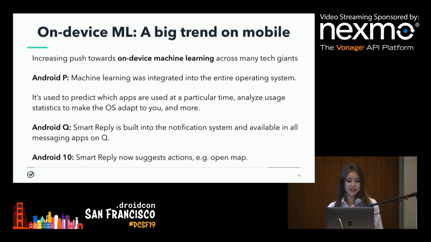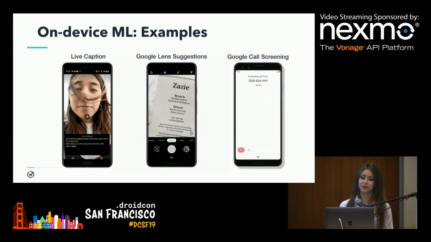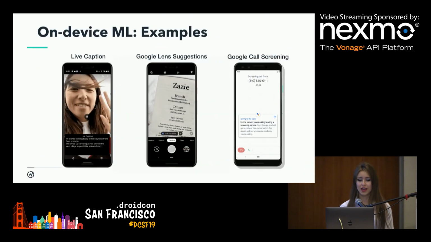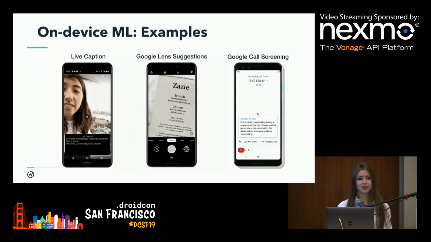And in Android 10, Smart Reply can now suggest an action. So, for example, it could be opening a map. And here are some other cool examples of on-device machine learning features. So we have Live Caption, and Google Lens suggestions, and Google Call Screening.